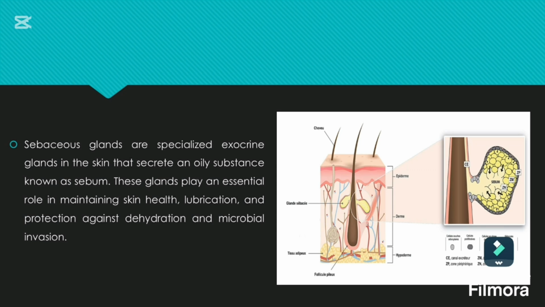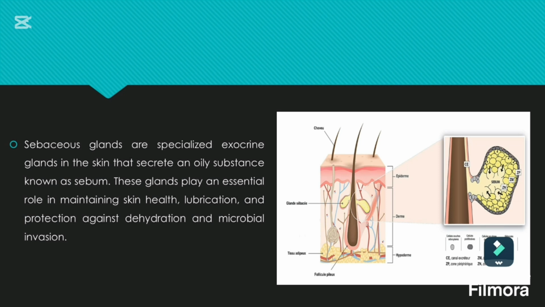We all know that the skin is divided into two layers. You have the external layer called the epidermis, and you have the internal layer known as the dermis. In these layers of the skin, you have an exocrine gland present called the sebaceous gland. So let's look at what this sebaceous gland is and what it does.